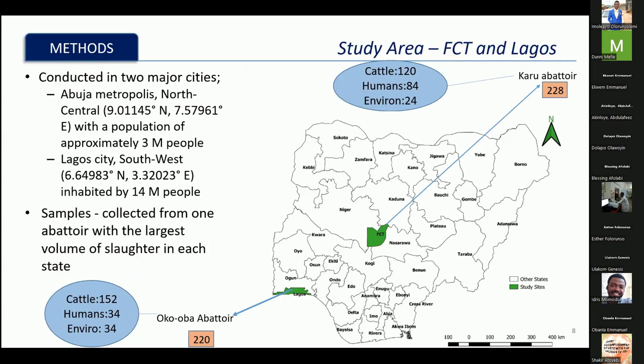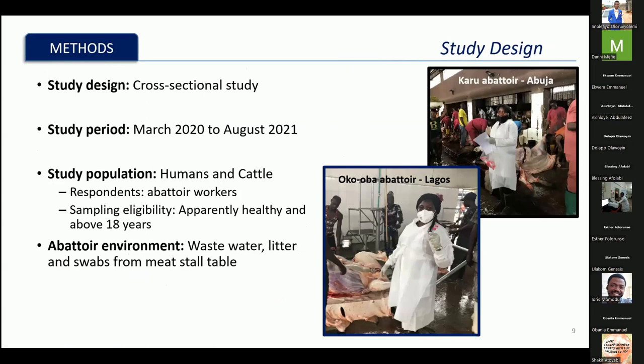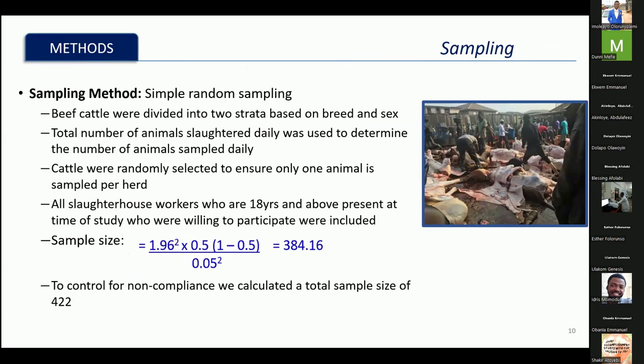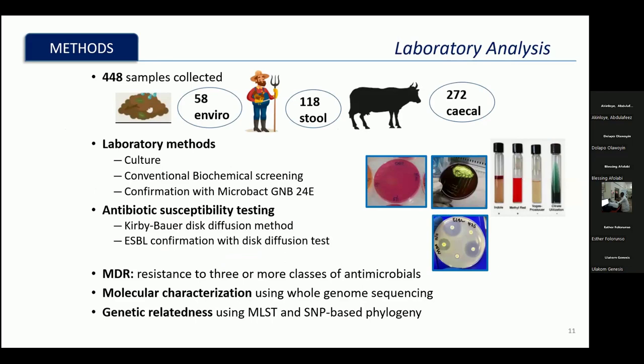So this study was carried out in the two largest abattoirs in Lagos and Abuja, highlighted in green. It was a cross-sectional study from March 2020 to August 2021, and our study populations were human and cattle, including environmental samples. We used simple random sampling to select our population. We also calculated our sample size to be 422 for this study. We collected 448 samples comprising 58 environmental samples, 118 stool samples from abattoir workers, and 272 cecal samples from slaughtered cattle.